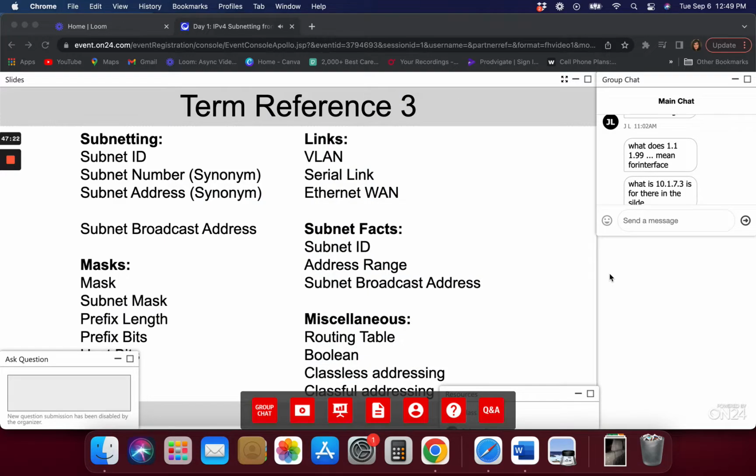Here's that third terminology reference. If you're new to this and you're looking for something useful to review between class today and tomorrow, I'd say check out some of these terms. I haven't used all of them yet, but it's a good place to go for review.